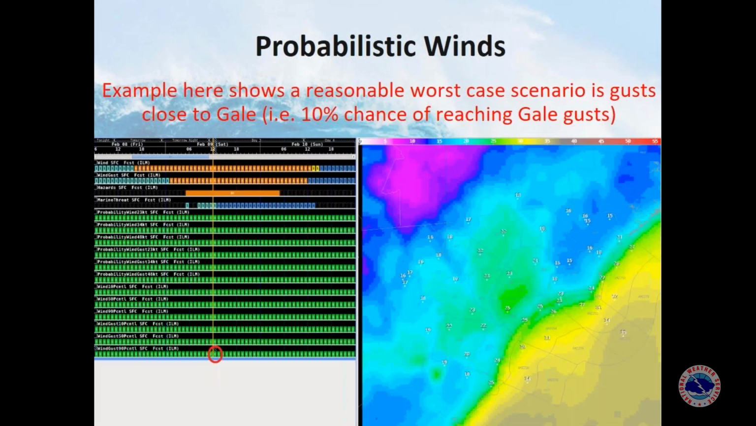So reasonable worst case scenario here for gusts close to gale, because it's the wind gust 90 percentile grid. In other words, that would be a 10% chance of reaching gale gusts because we have right around 34 knots showing in this grid for the coastal waters. So there's a lot of different ways that these grids can be utilized. And also there's criteria now for wind advisory over land and high wind warning as well.